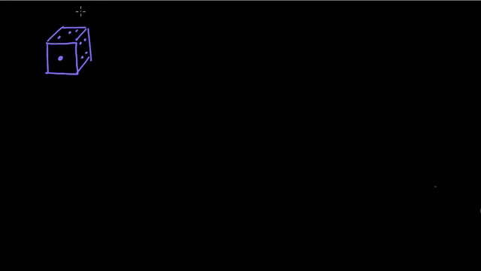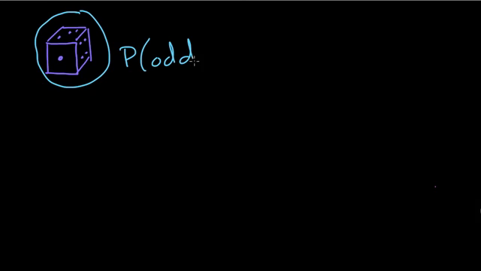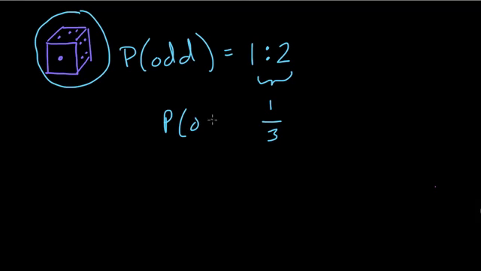Okay, so let's say we have a fair number cube and that someone predicts that the probability of rolling an odd number is 1 to 2. And this is a part-to-part ratio, which means that really this is 1 out of 3, the probability of rolling an odd, and if we scale that up, it equals 2 out of 6.